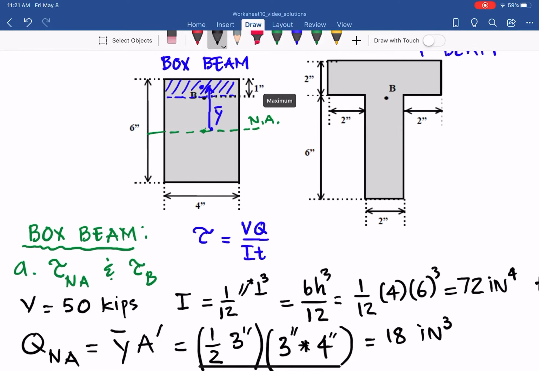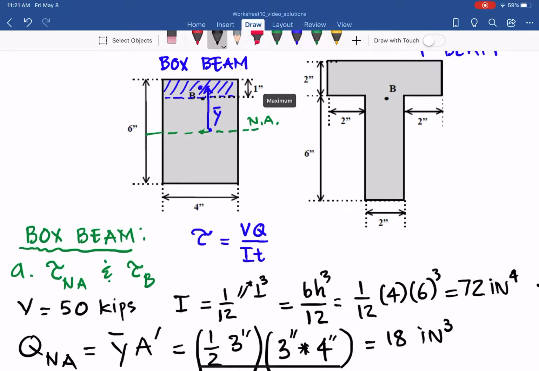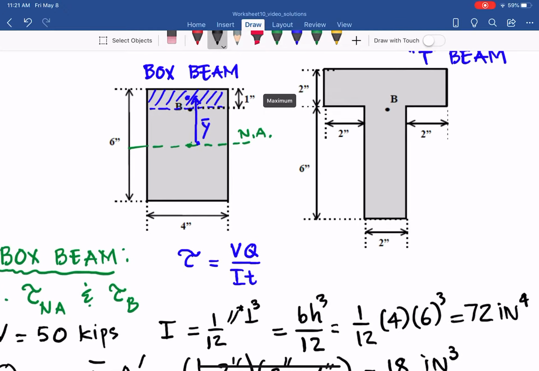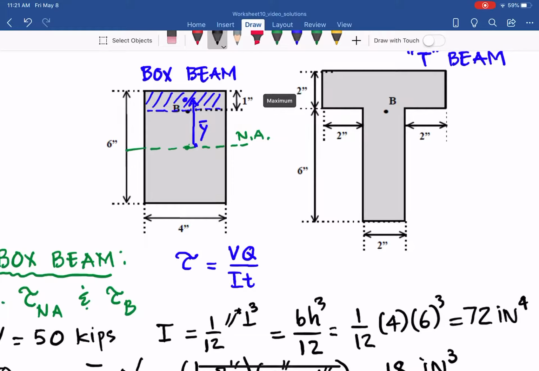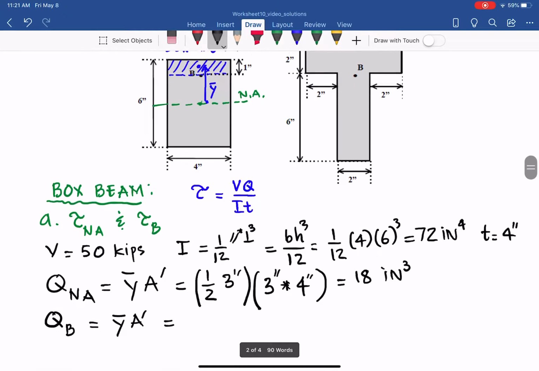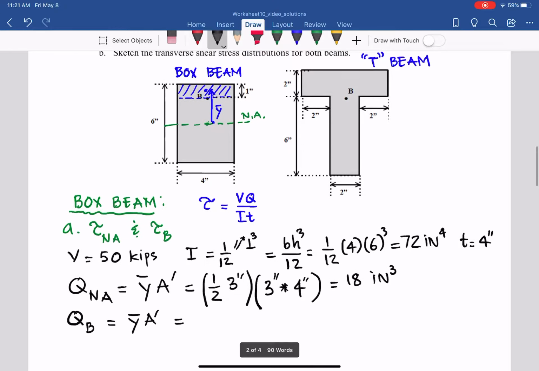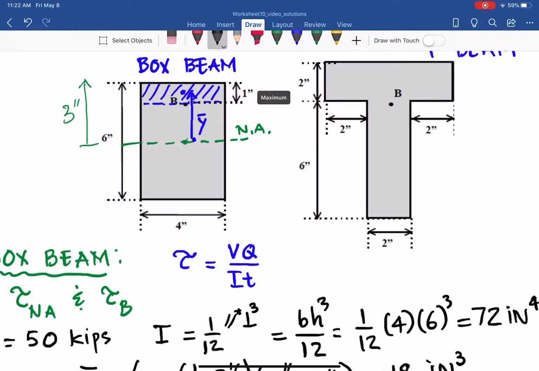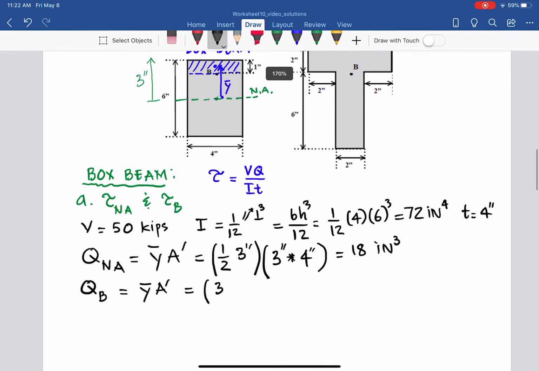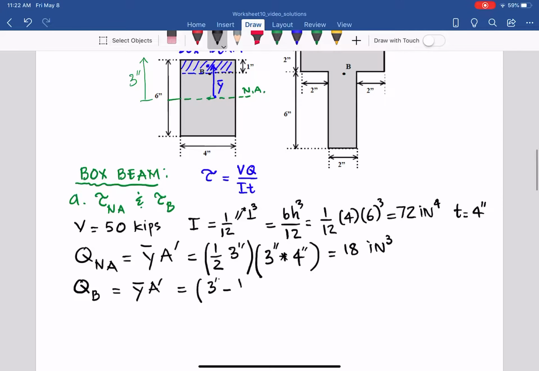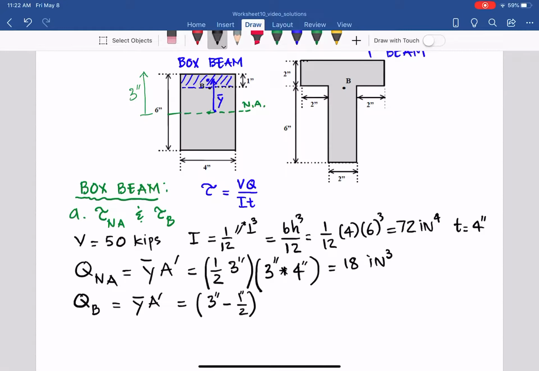We'll have 3, as you can see there, minus half of 1 inch, which is the point B to the outermost fiber, right? So y bar equals 3, which is the whole, and you can see from the neutral axis to the outermost fiber is 3 inches. So you have 3 minus half of 1 inch, that is the centroid, so it will be 3 minus 1 inch divided by 2, half of that, to get y bar, times the areas.